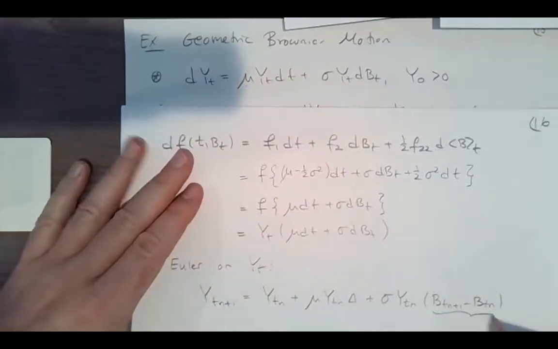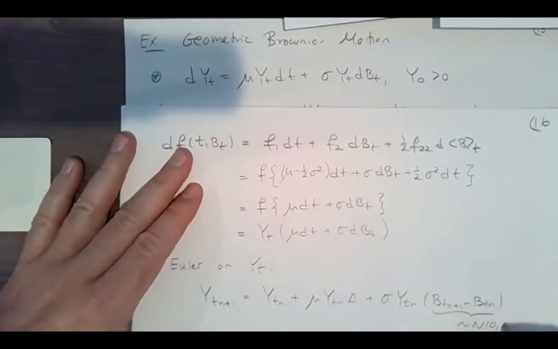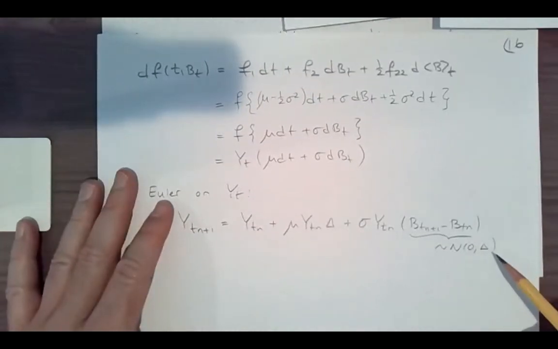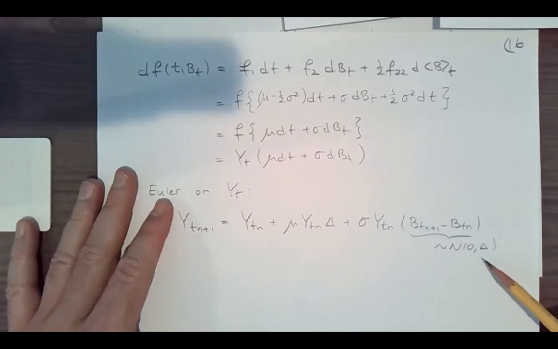And again, this quantity here, this is standard normal, mean and variance being zero and delta, even though MATLAB wants to put standard deviation here, I continue to write variance as the second entry. I've done that all my life, I can't change it.